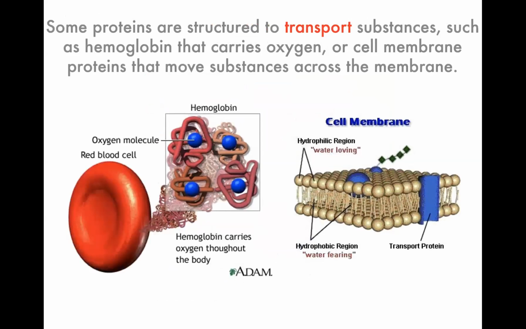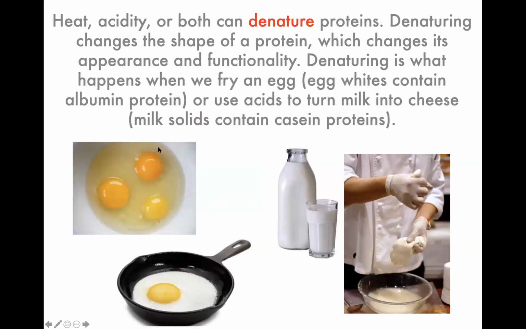Transport proteins. We talked about transport at the level of the cell membrane, I think. Maybe we have, maybe we haven't. But some proteins are structured to transport substances throughout our bodies. For example, hemoglobin is an example of a transport protein. It's responsible for carrying oxygen in our blood, all right? Hemoglobin.